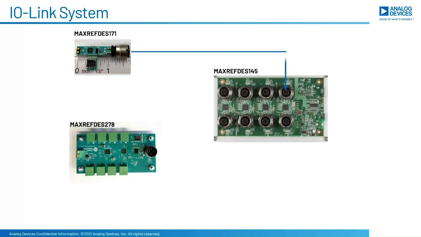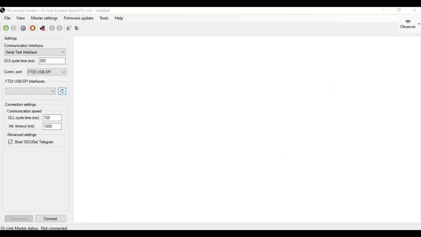In the next step, let us make the hardware connections. Connect the distance sensor MAXREFDES171 to channel 1 and the solenoid actuator MAXREFDES278 to channel 2. Plug in USB to the PC for interface and connect the reference design to the 24 volt power adapter. Once these connections are done, let's move to the GUI.